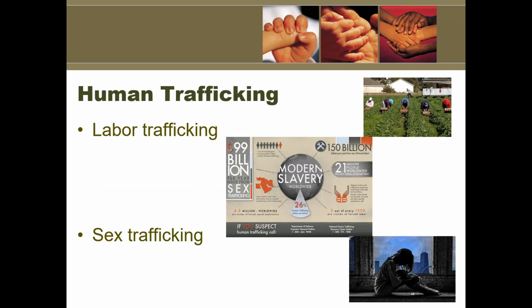Human trafficking is a form of modern slavery. It occurs when a trafficker exploits an individual with force, fraud, or coercion to make them perform commercial sex acts or work. There are two types of trafficking. There's labor trafficking, where individuals are forced to work or provide services by force, fraud, or coercion. And then there's sex trafficking, where adults or children are engaged in commercial sex by force, fraud, or coercion.